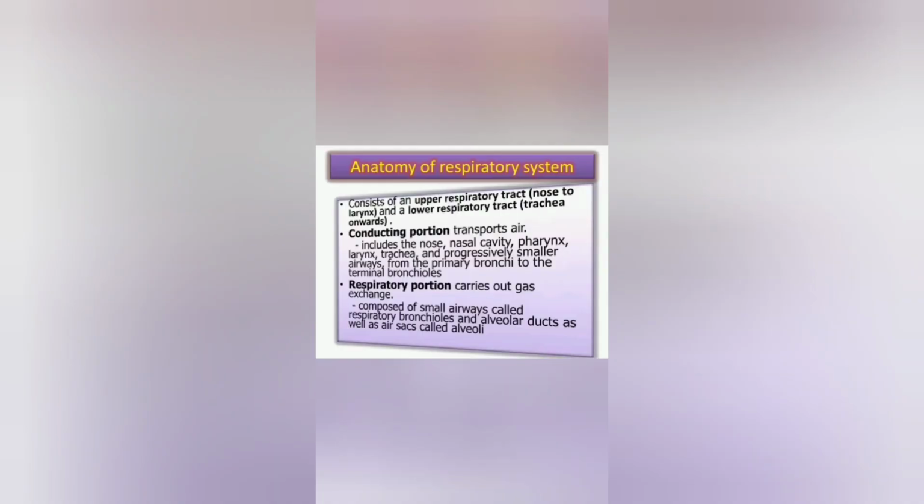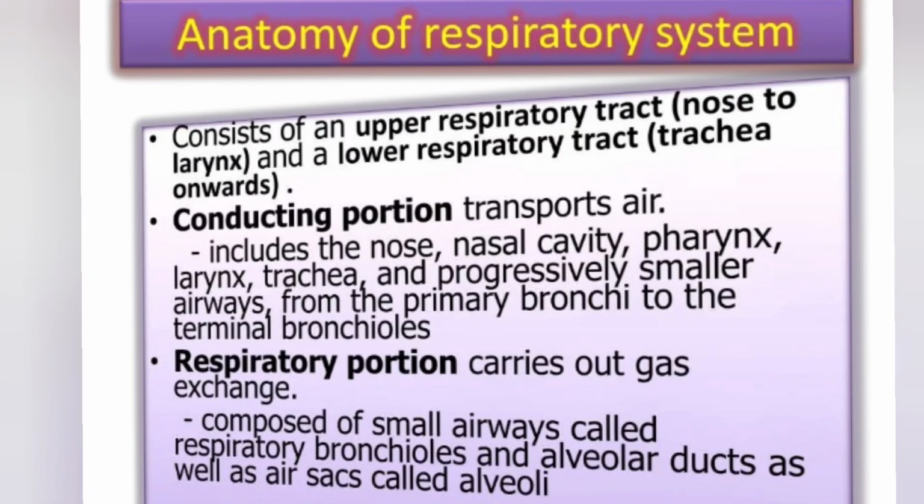Today I would like to explain one very important disease condition which is present in the respiratory system. Before going to the topic, I would like to explain the anatomy and physiology of the respiratory system. The respiratory system consists of an upper respiratory tract and a lower respiratory tract.